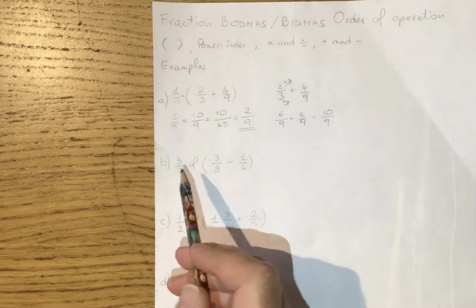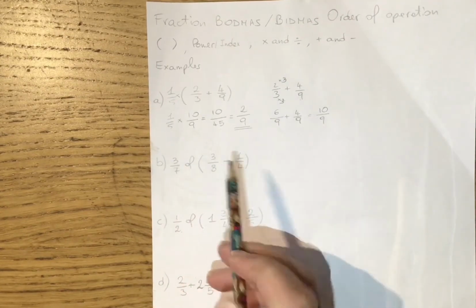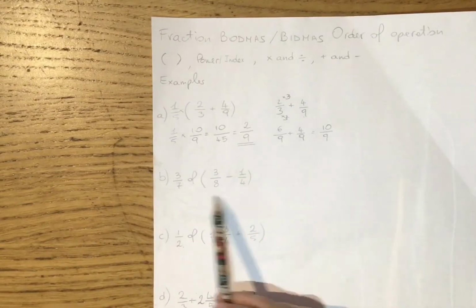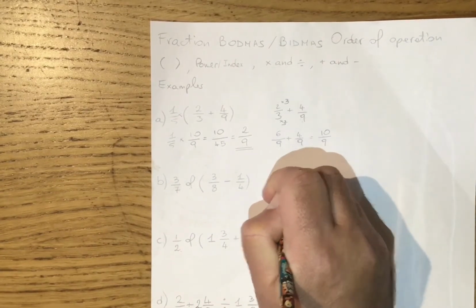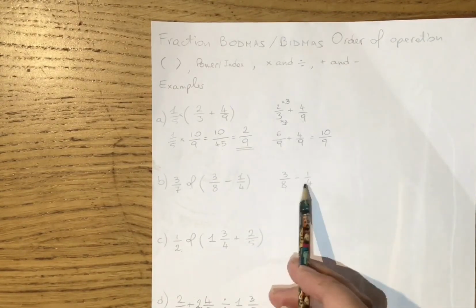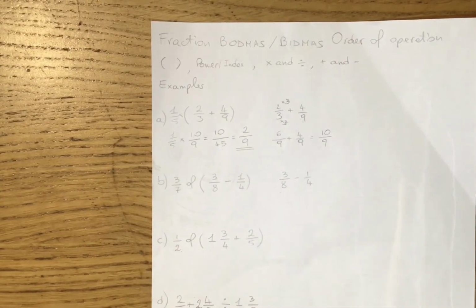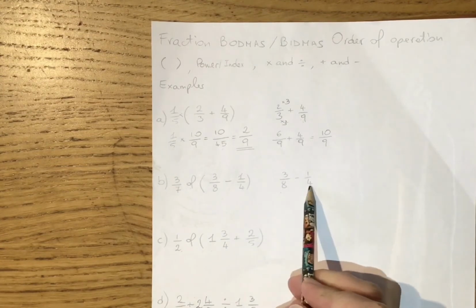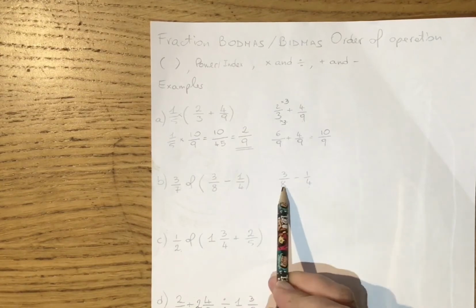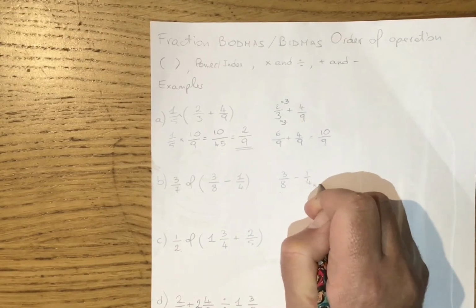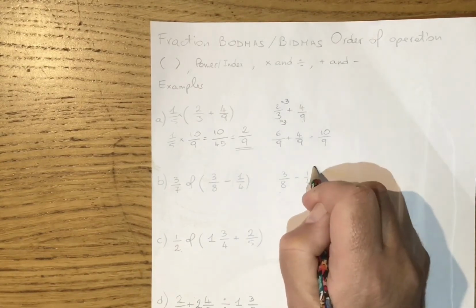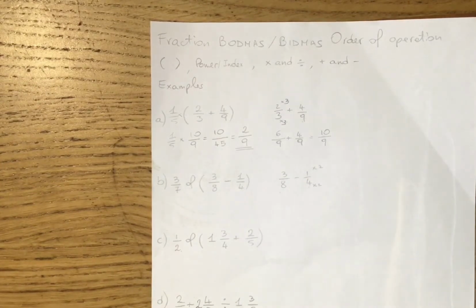Second example, we have 3/7 of this. Again we've got brackets, so we need to do what's inside the brackets first: 3/8 minus 1/4. Again, we've got different denominators, so we cannot subtract yet. We need to make them the same denominator. This is a multiple of that. In order to make 4 an 8, we need to times the 4 by 2 to make an 8.